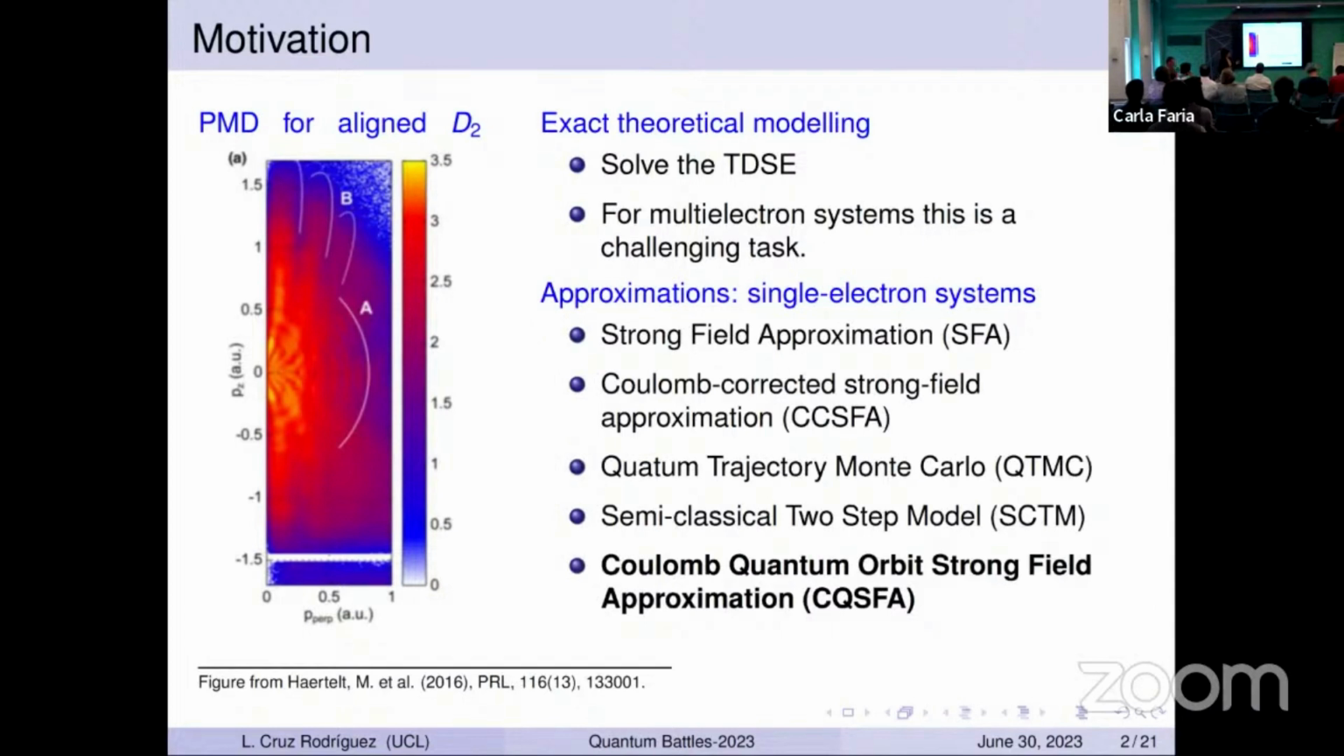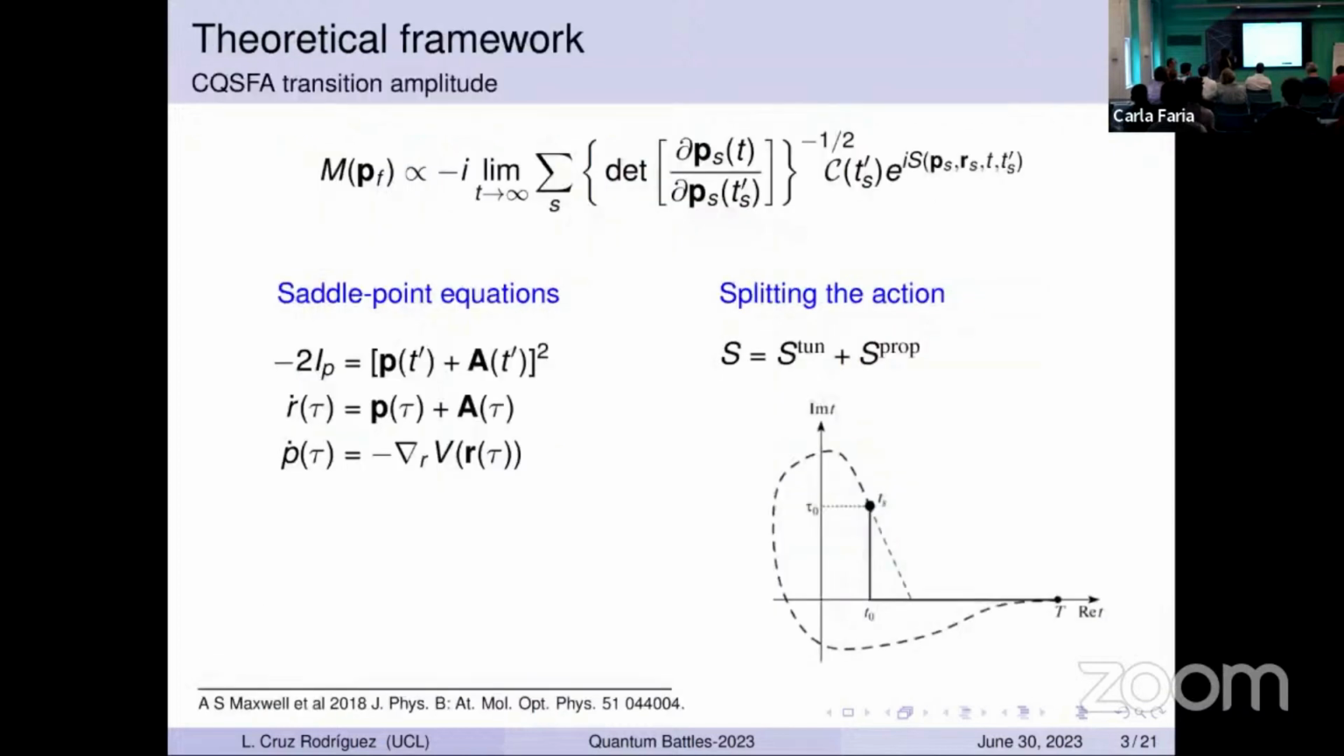I would like to talk today in particular about one, which is the Coulomb quantum orbit strong field approximation, developed by Carlos Maria. So quickly, I will go through the theory. In the strong field approximation, this is the transition amplitude that we get using the saddle point approximation. And we get this set of saddle point equations.